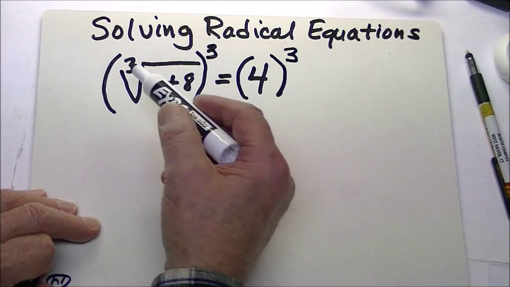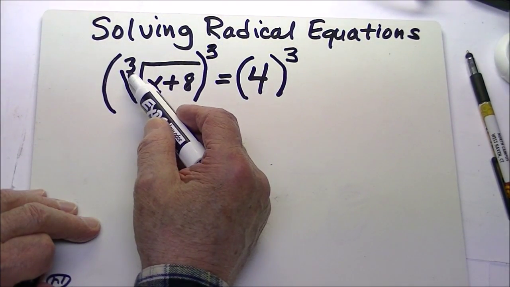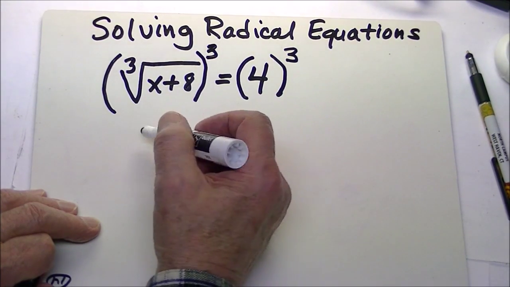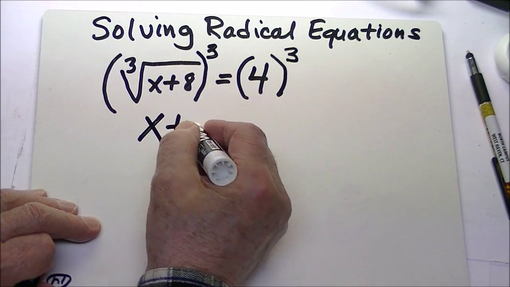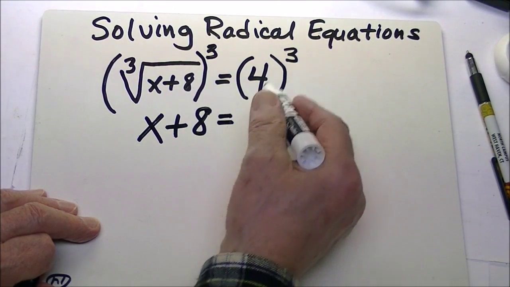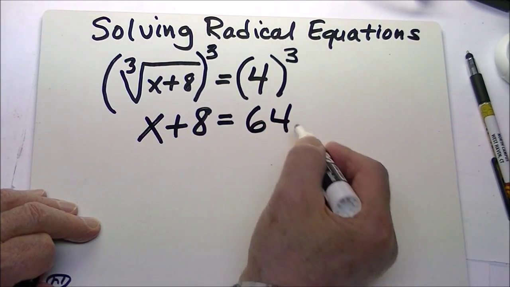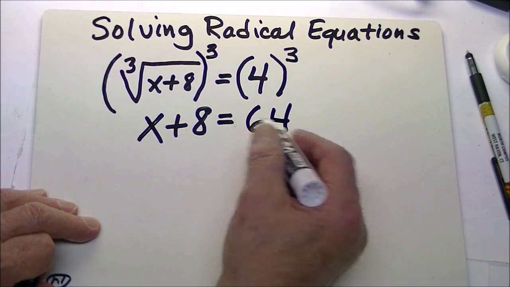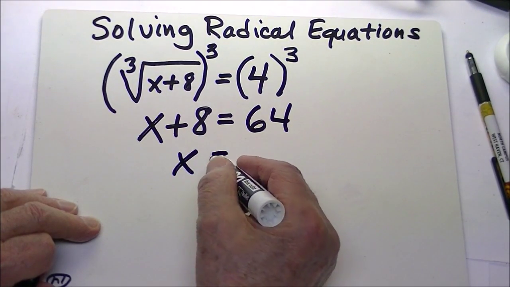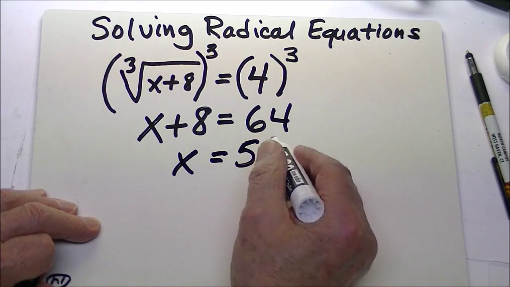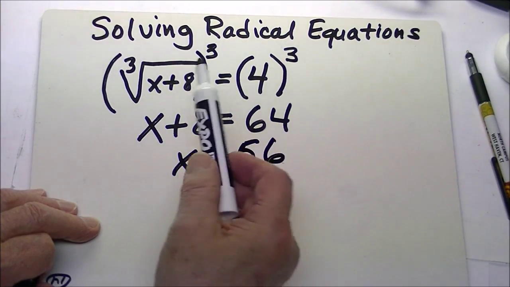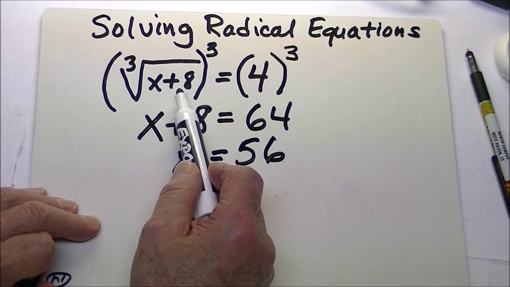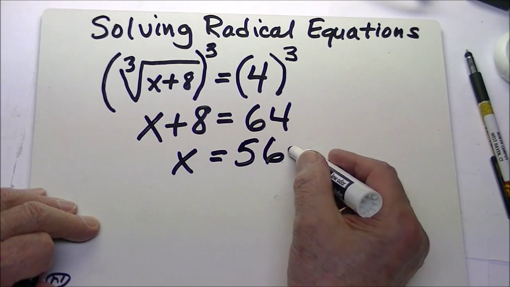Now, we had mentioned earlier that anytime you have an index number and it's raised to that power, it just becomes the radicand. And this is 64. Now we just solve the equation, subtract 8 from both sides, and we get x equals 56. And if you put 56 in there, the cube root of 56 is 4. So this checks.